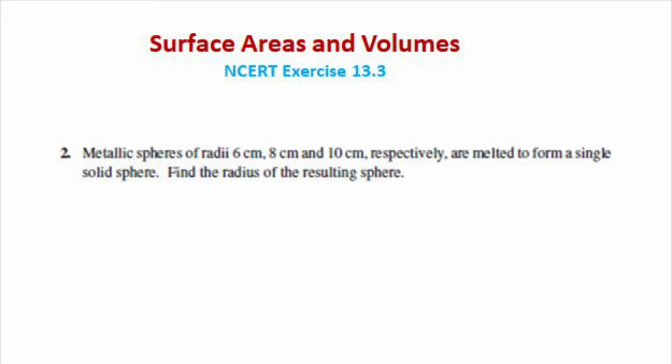Question number 2 says metallic spheres of radii 6, 8 and 10 centimeter respectively are melted into a single solid sphere. Find the radius of the resulting sphere. Okay, so now in this also 3 small spheres are there.